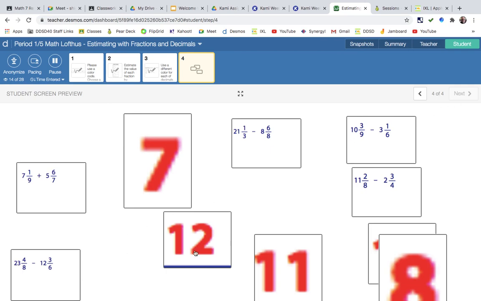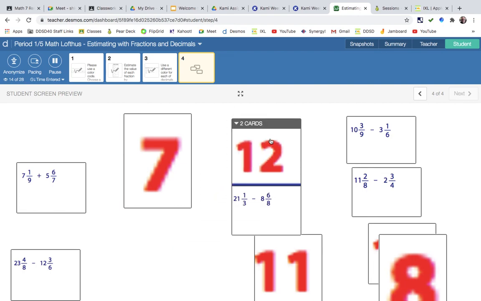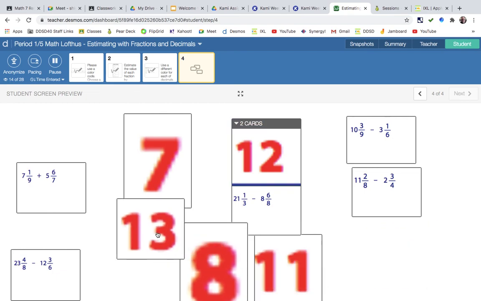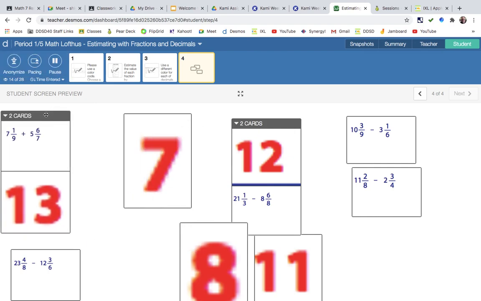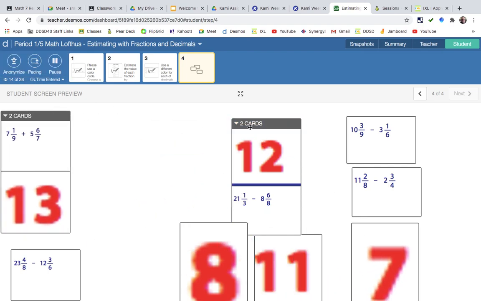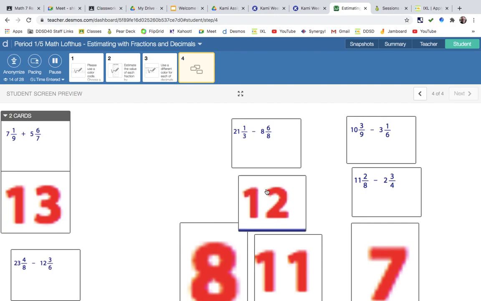Okay, let's match all these up. We did this one in class. 12 goes with that one. 7 and 5 is 12. That's actually more like 7 and 6, which hopefully there's a 13. There it is right there. So let's organize these a little bit. Put this here.